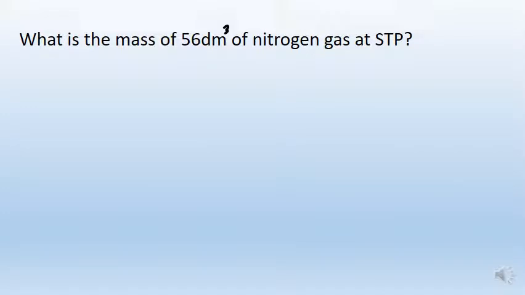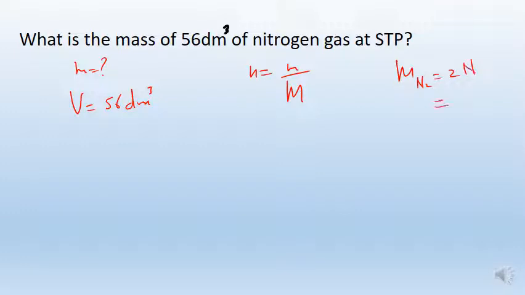Look at this question over here. It's not really challenging as much. It says, what is the mass of 56 decimeter cubed of nitrogen gas at STP? So what we're looking for is the mass. We have the volume, 56 decimeter cubed. And the only formula we have now is number of moles is mass over molar mass. The molar mass of nitrogen, do you recall that? That is 2 times nitrogen N, so it's 2 times 14, which is 28 grams per mole.